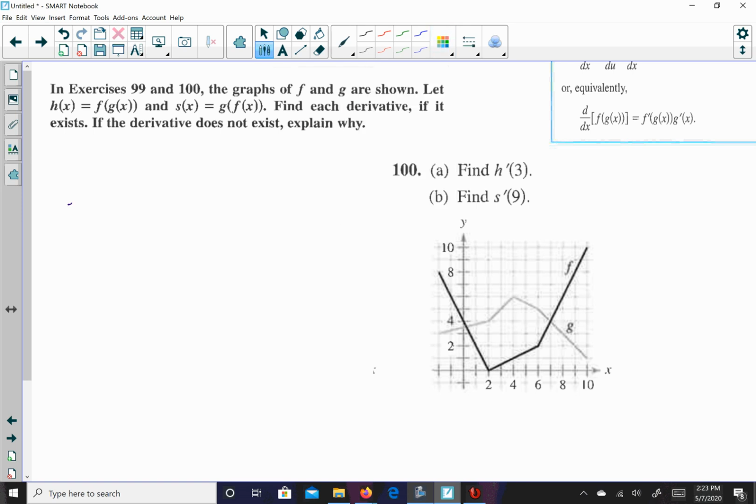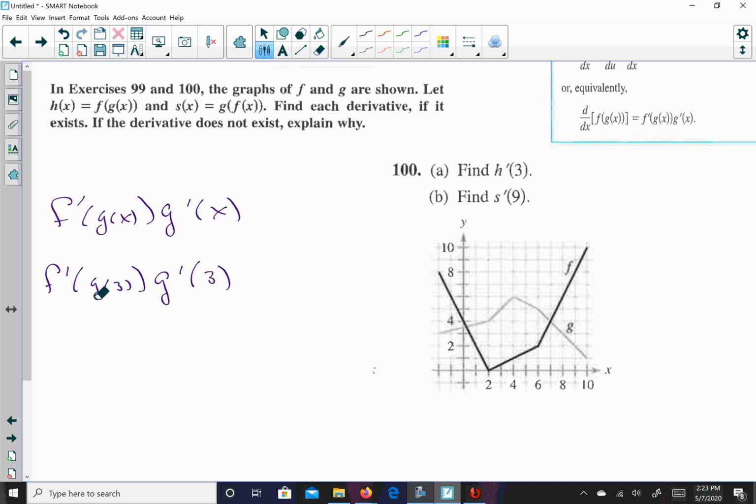just like it's written there. So I'm doing f, derivative of g of x, times the derivative of g of x. So the derivative of g of x is fairly simple. So this one's of 3. So I'm doing f of g of 3, and then g, the derivative at 3.